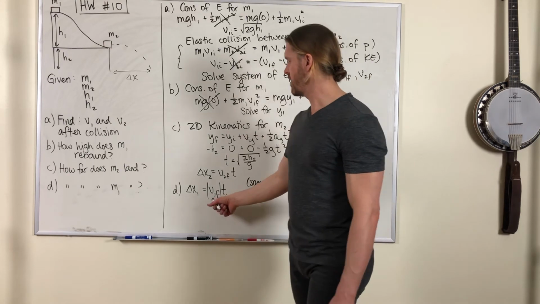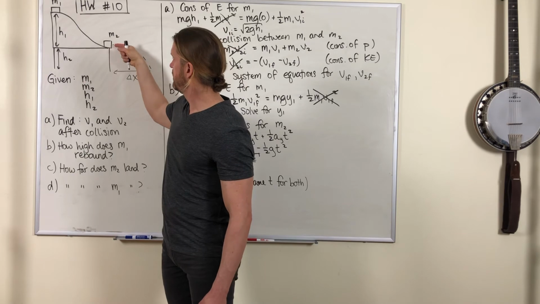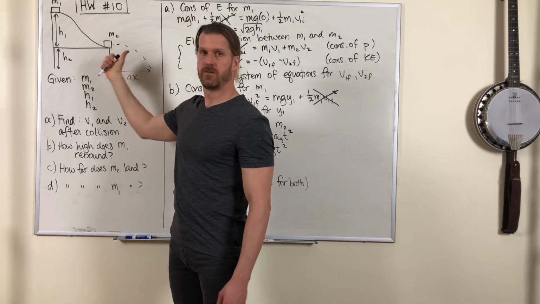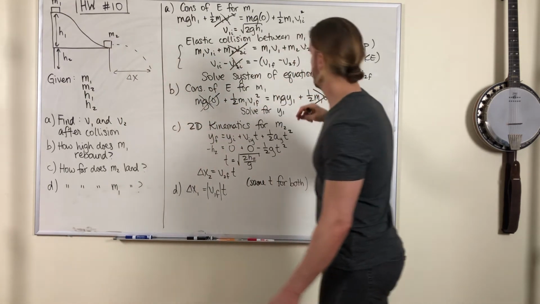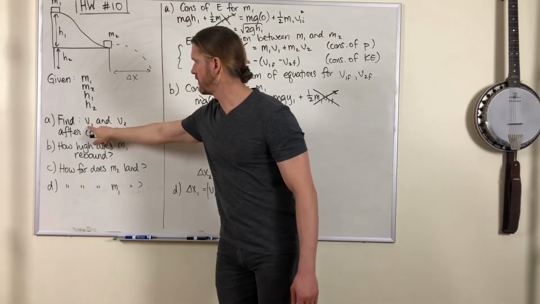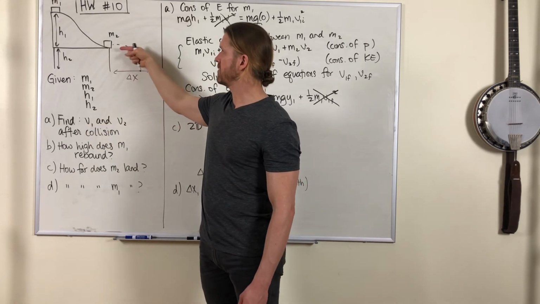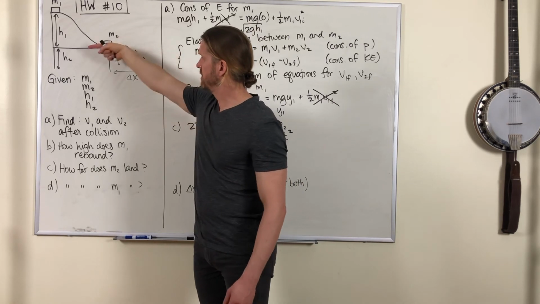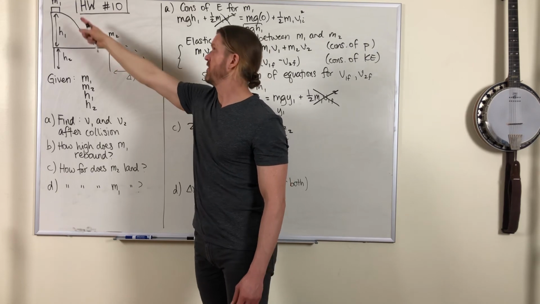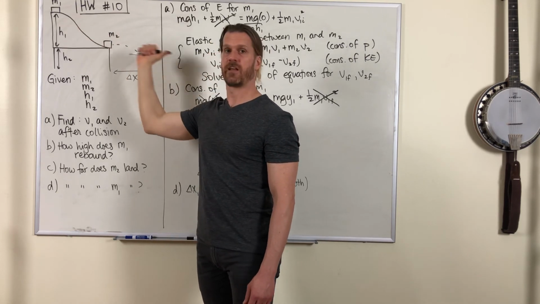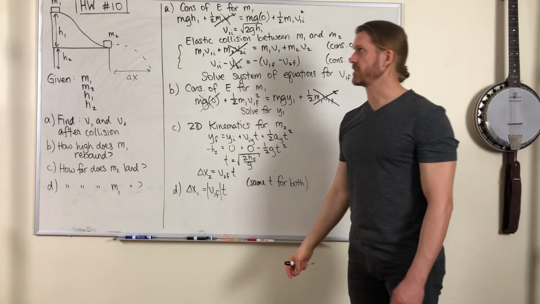Similarly for block 1, block 1 goes up the ramp and then comes back down. By the time it returns to here, it's going to the right with the same speed we found in part A. Immediately after the collision, it had that speed, but the velocity vector was going to the left. But then after it goes up the hill and then returns, it has that same speed with velocity pointing to the right. That's because energy is conserved.